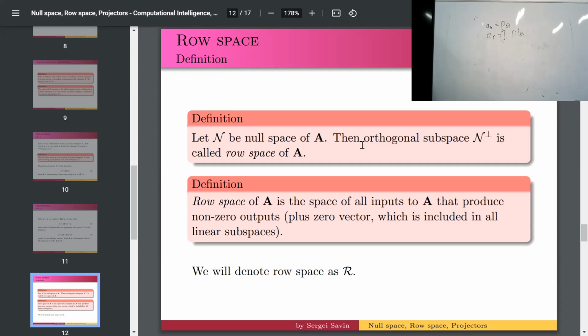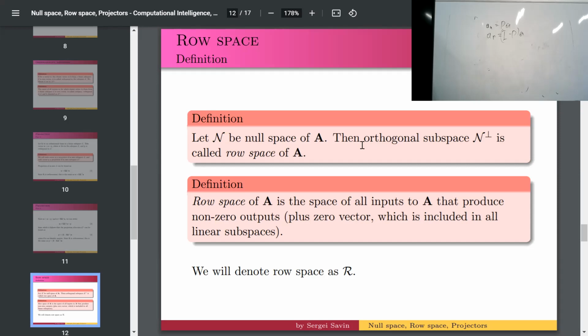Now, the second one: the row space is also the space of all inputs of matrix A which produce non-zero, unique outputs. I think it is clear what I mean, except for one word, unique. I don't think it is included in this definition, which is an omission. The space of all inputs that produce unique outputs would also be a pretty bad definition, I would say, overall. So I would much prefer the first definition.